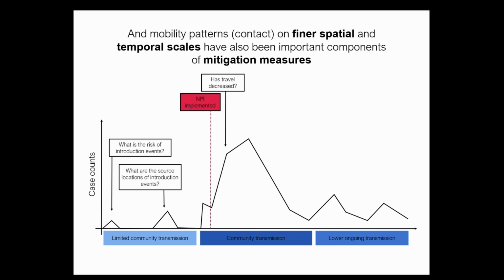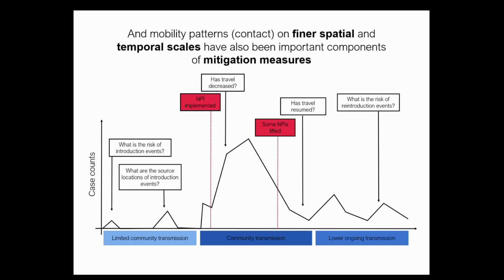As you have community transmission, like during the pandemic, when non-pharmaceutical interventions like stay-at-home orders or travel restrictions were implemented, you may want to measure: are people actually staying at home? Do you see a reduction in behavior that should be decreasing transmission? As you lift some of those, you might want to see whether travel has resumed and what the implications might be for the disease. And then with lower ongoing transmission, you might be interested in the risk of reintroduction events. For lots of different pathogens, we might be interested in these different things.